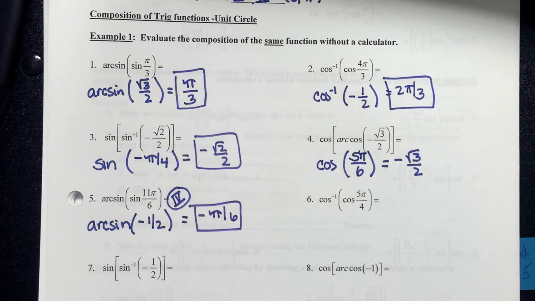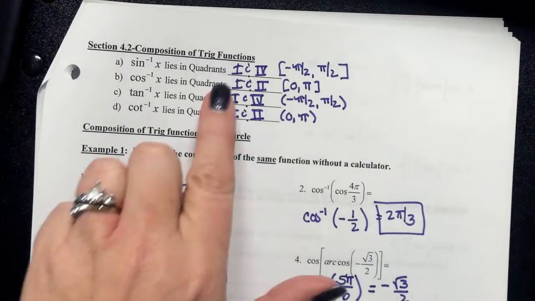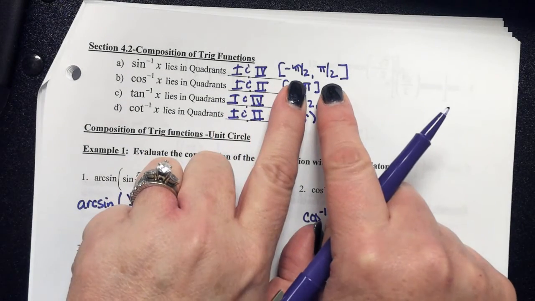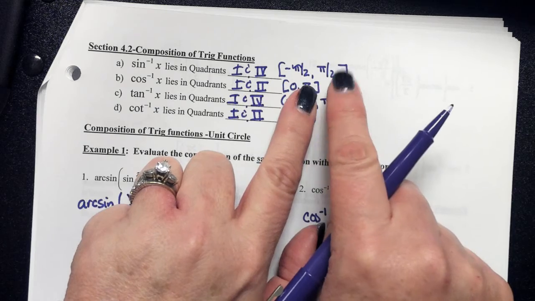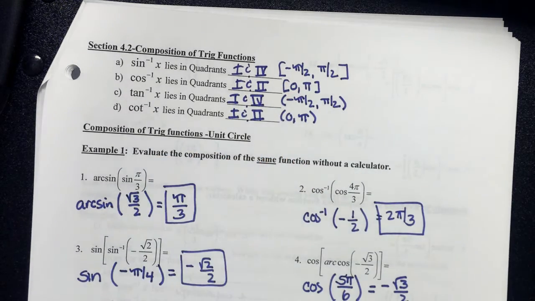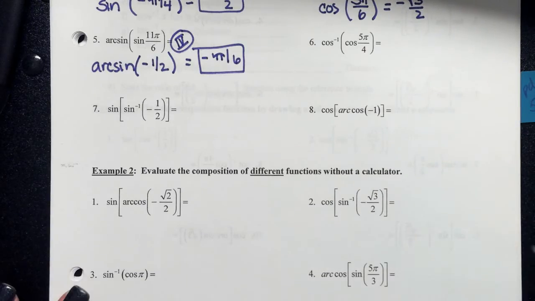So any questions on number 5? Yes, Wally? Why does that have to be negative pi over 6? Remember, for inverse sine, the angles have to be between negative pi over 2 and pi over 2. Okay? You guys go ahead and try number 6 on your own.